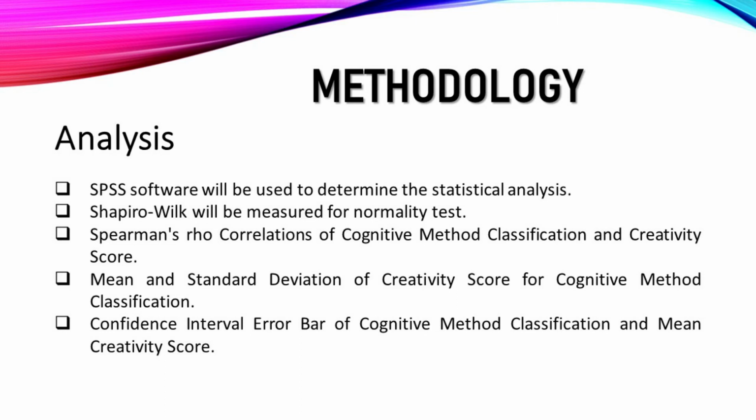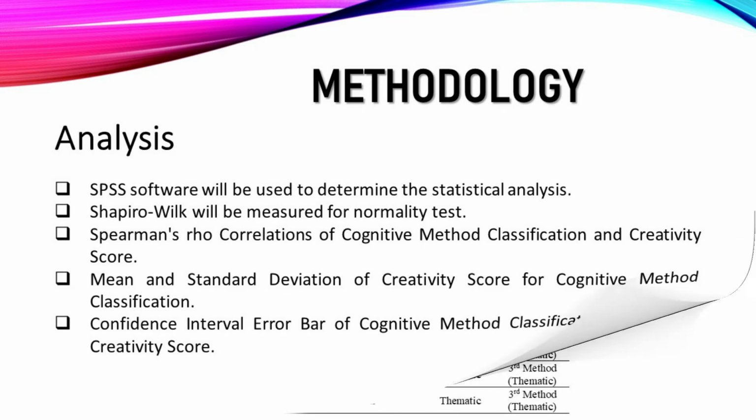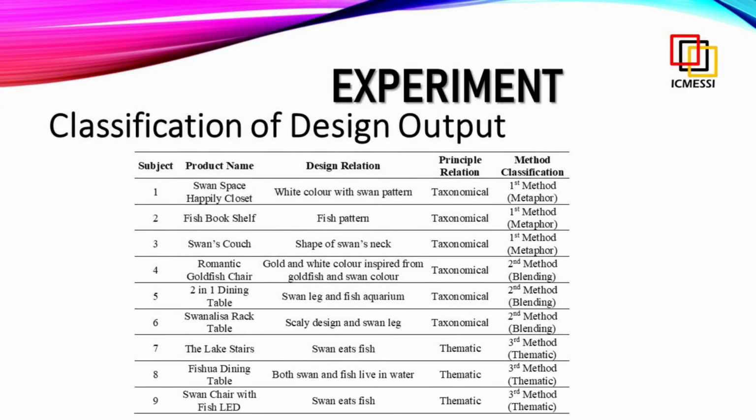the data distribution. Next is to analyze the relation between the cognitive method classification and the mean of creativity score, and from the analysis, an error bar is plotted for creativity score to see the significant difference from the standard deviation value. Now we look into the experiment.